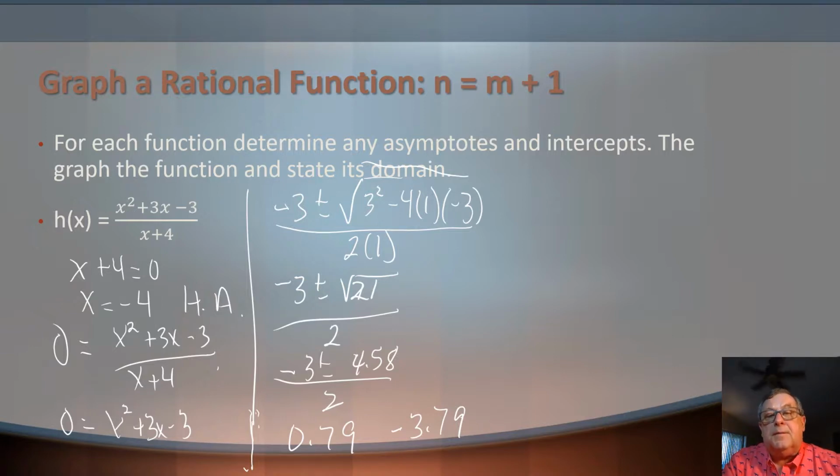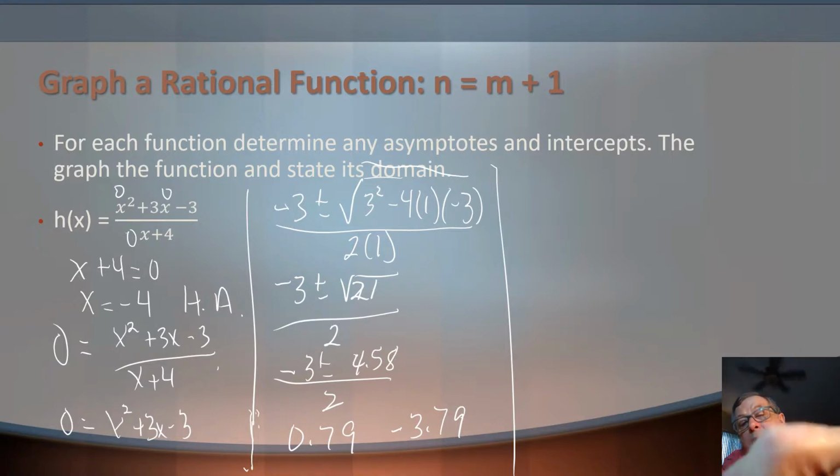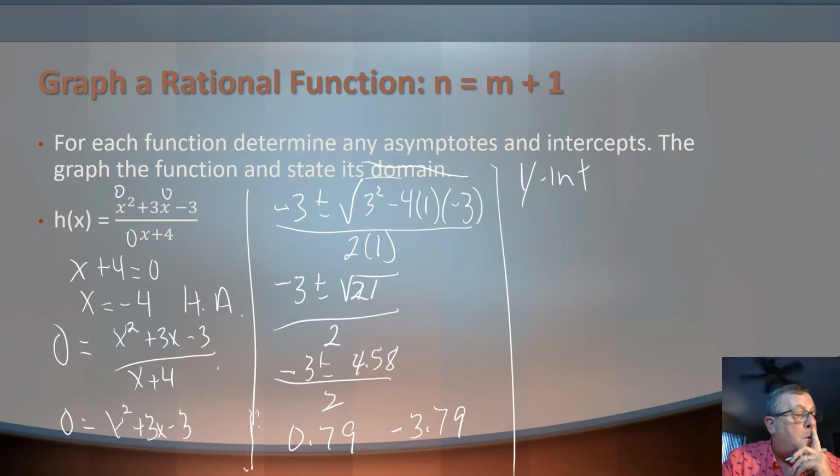What about our y-intercept? Well, we would set x equal to 0 in our original equation and solve for y. If I put in 0 for all three of these x's, 0 squared is going to be 0, and 3 times 0 is going to be 0, so I'm left with negative 3 in the numerator. And 0 plus 4 is just 4 in the denominator. So I have a y-intercept at negative 3/4.